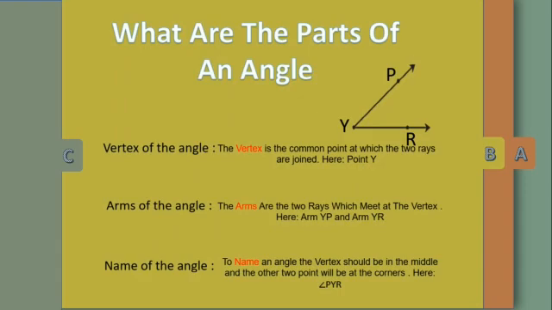Arms of the angle. The arms are the two rays which meet at the vertex. Here, arm YP and arm YR. Name of the angle. To name an angle, the vertex should be in the middle and the other 2 points will be at the corners. Here, the angle name is angle PYR.